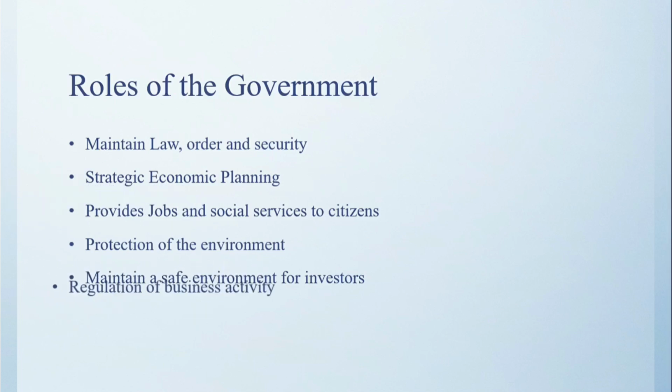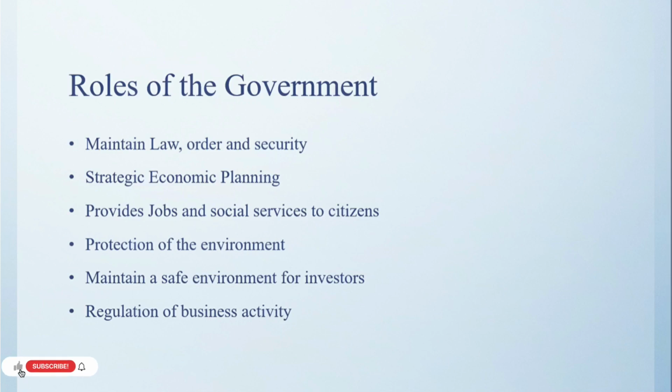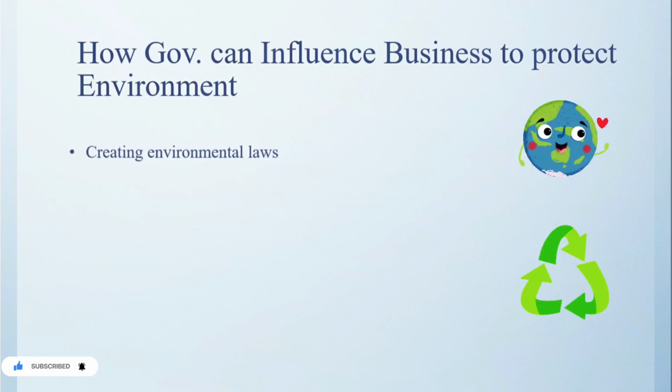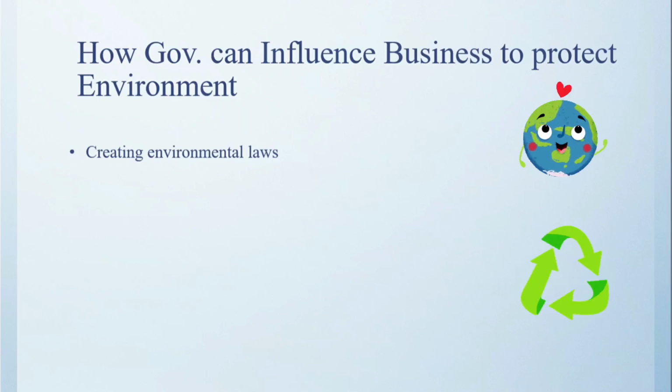All right, then you have regulation of business activity, right? It is the government's role to regulate how business activity is carried out in a country. Now, how can a government influence businesses to protect the environment? So first and foremost, the government can create environmental laws, right? There are many laws that are created by governments to protect the environment.